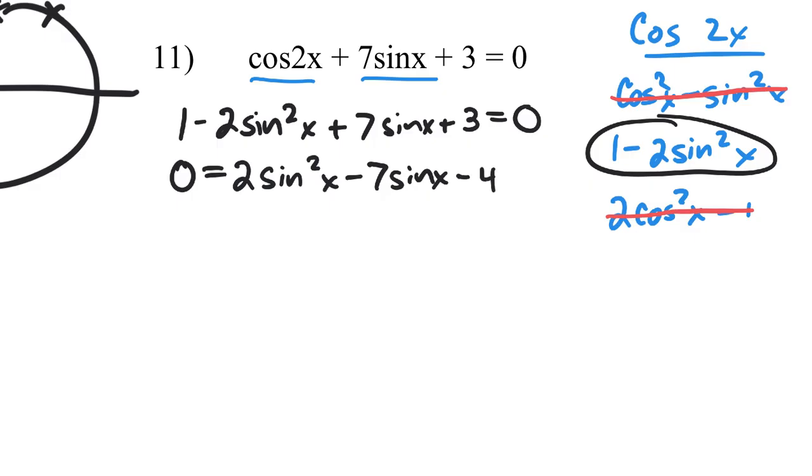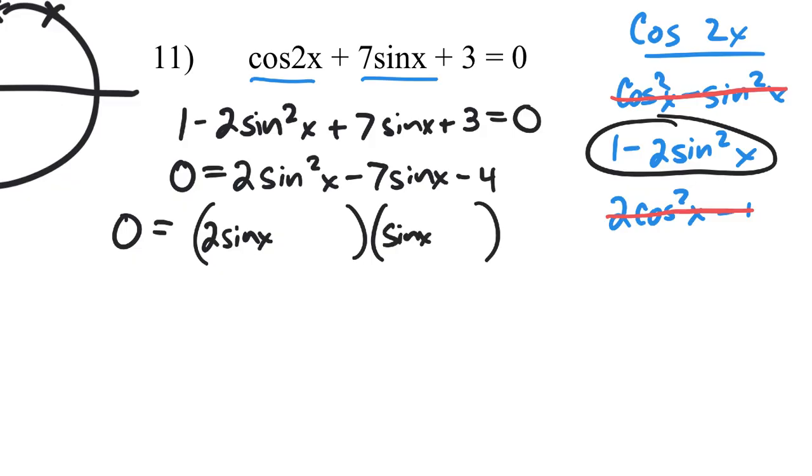So this is a familiar setup at this point. I'm going to solve through factoring, right? And the zero product property will get me to my answer. I know that 2 is prime, so 2 sine x and sine x will be in my lead positions. The minus 4 will plug in here, and the plus 1 will plug in there. So we've factored, and now we can solve.